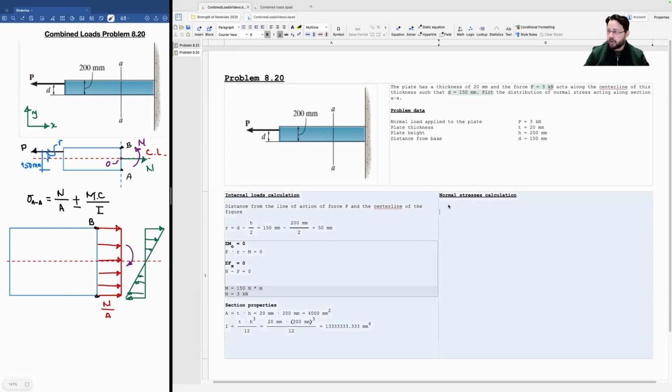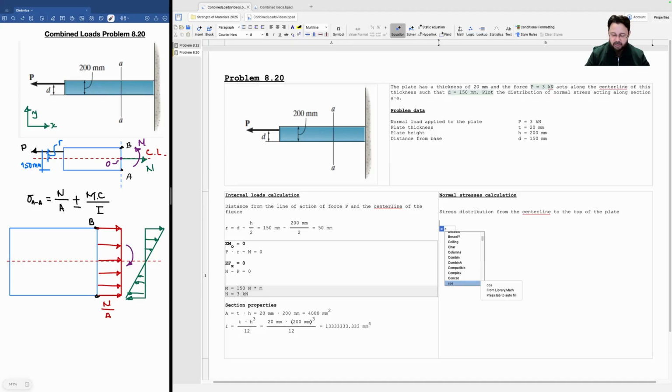I'm going to define first for the upper part here, stresses. And I'm going to change this to stress distribution from the center line to the top of the plate. So for that, my C1, that I'm going to call that value, is going to be half of what? So it's going to be C, well, in both cases, it's going to be the same actually. So I don't need to differentiate them. So it's going to be half of the height, 100. The only thing that I need to change is the sign in the formula.